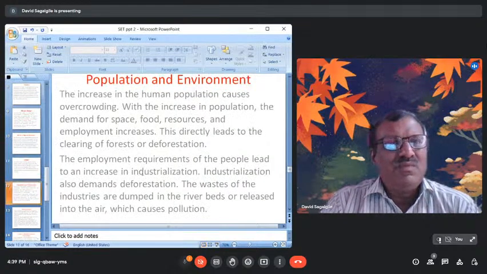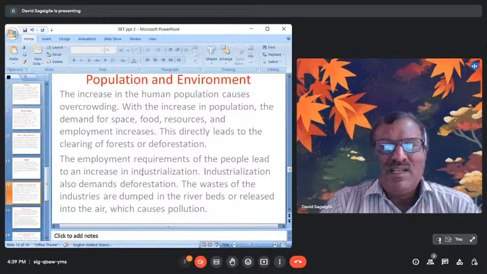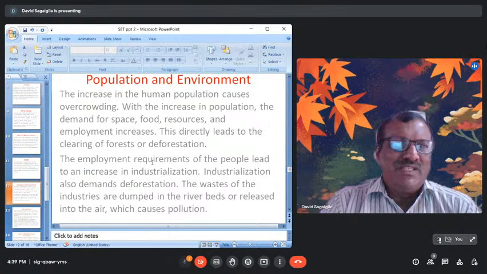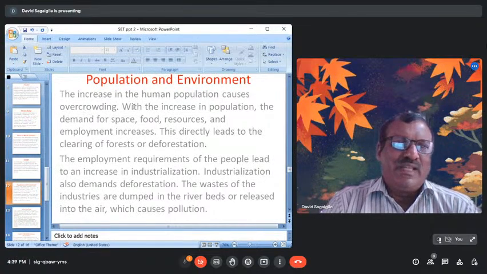Then the relation between population and environment. We see that the world population is ever increasing, isn't it? The cities are getting crowded more and more. The birth rate is increasing more and more. And we see that there are so many adverse effects that are caused because of the ever-increasing population. The increase in the human population causes overcrowding.